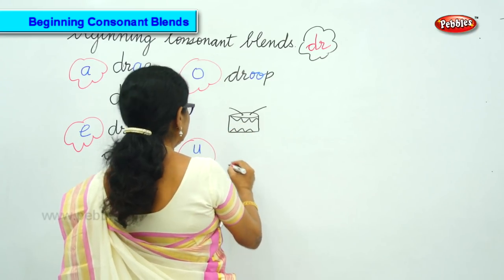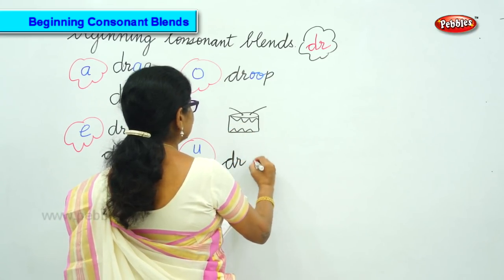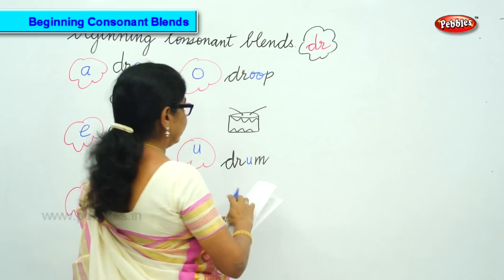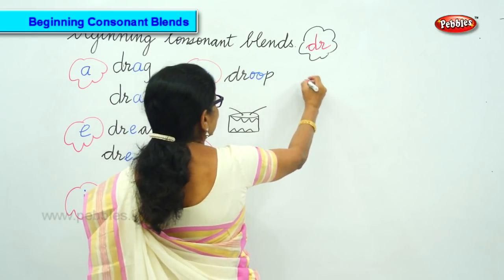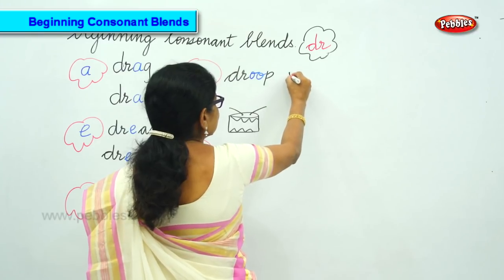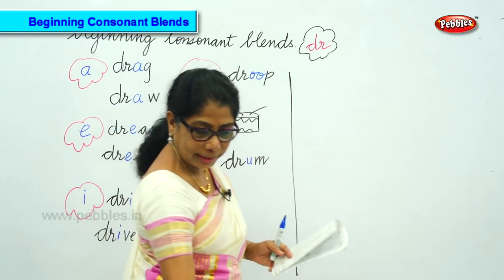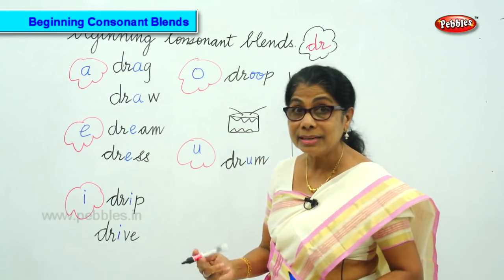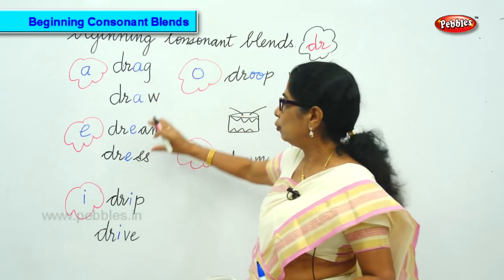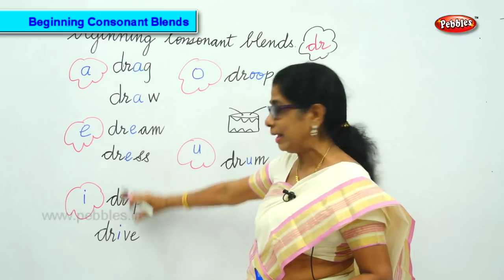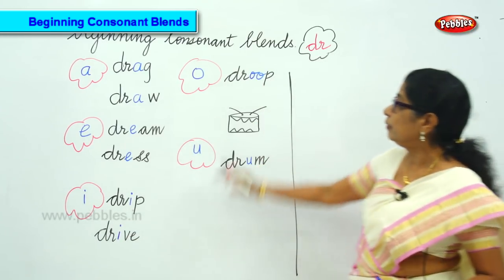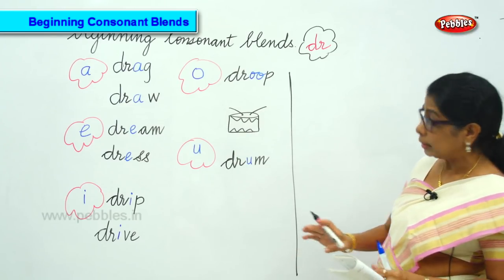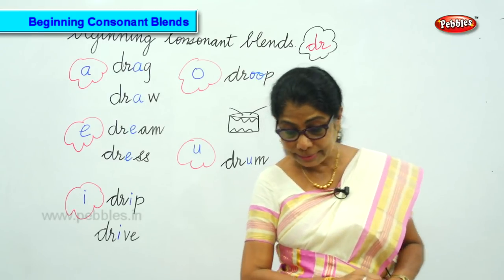Look at it again. What we have here is D and R. Drag, draw, dream, dress, drip and drive. Then you have droop and drum. We will do one more sound together with this, and that's it.